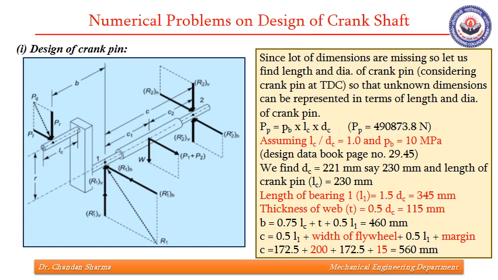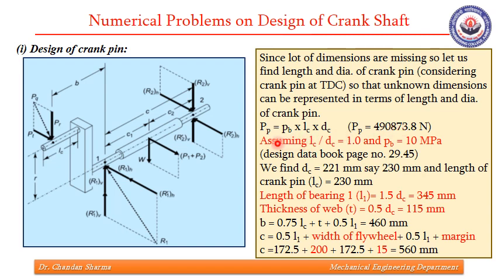Now we need to find the dimensions of crank pin. Since a lot of dimensions are missing, let us find length and diameter of crank pin considering crank pin at top dead center so that unknown dimensions can be represented in terms of length and diameter of crank pin. So this PP will be the force on connecting rod assuming maximum pressure, that is given by PB into LC into DC, length of crank pin, diameter of crank pin. PP we have already calculated for the given maximum pressure.